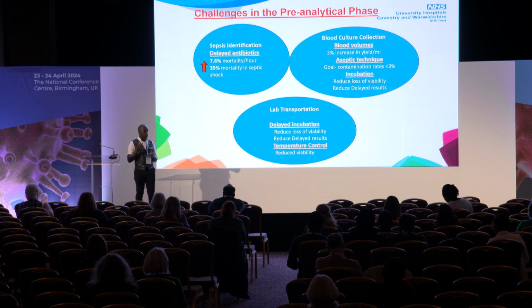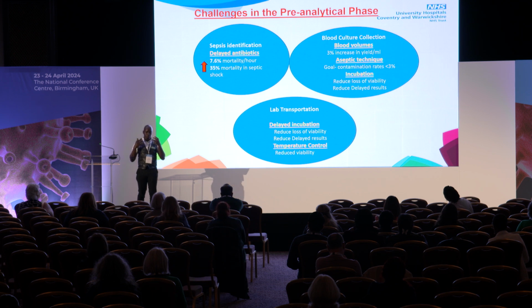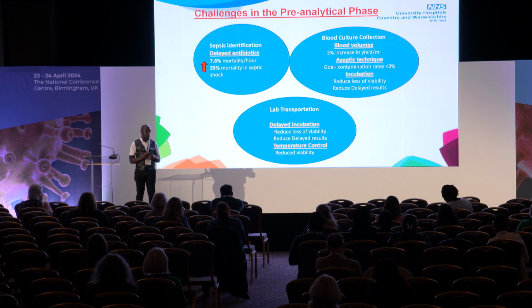And then blood culture collection, the volumes are very important. For every ml of blood, there's an increase of 3% in identification. Because remember, the bugs are floating in the blood, and sometimes the density is low. So therefore, you need a lot of blood to detect it.